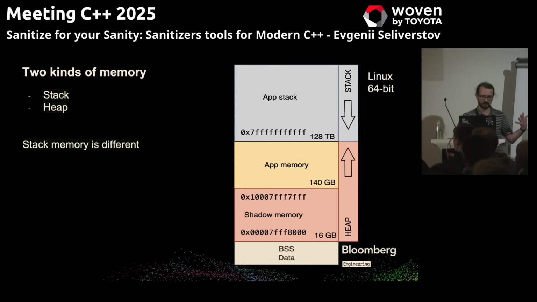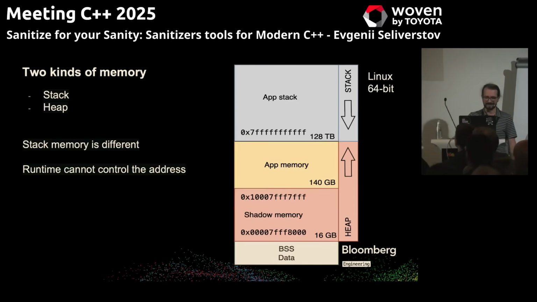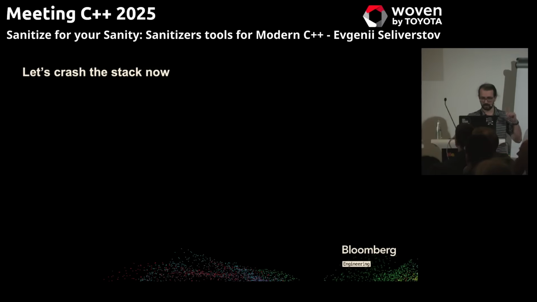If we're trying to catch errors in the stack, how can we do it? Because we don't allocate this. It just lies somewhere in the stack. So what Sanitizer does is it uses another approach, and I'll speak about how it looks later. So first of all, let's crash the stack. It will be a stack overflow now.